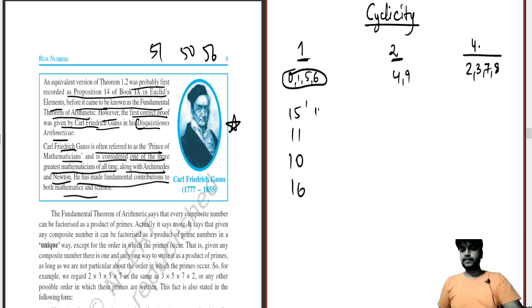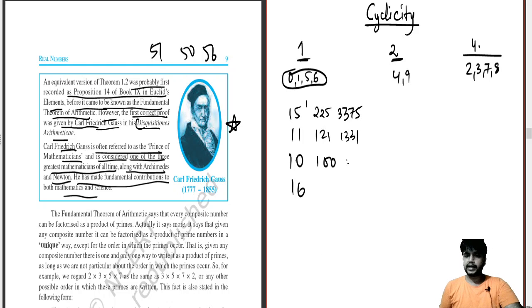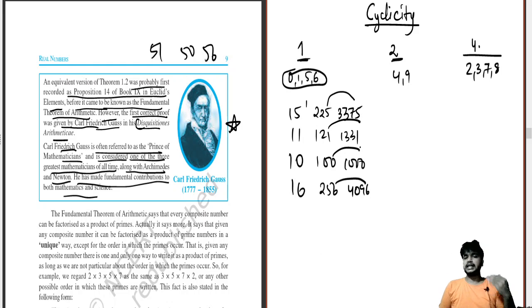15 to the power 1 is 15, 15 to the power 2 is 225, 15 to the power 3 is 3375. I will not go further because the concept can be explained here. 121, 1331, 100, 1000, 256, 4096. If you see, the last digit remains the same. If you square it, cube it, or raise it to the power 5, 10, or 100, the last digit never changes. So we call this cyclicity 1.